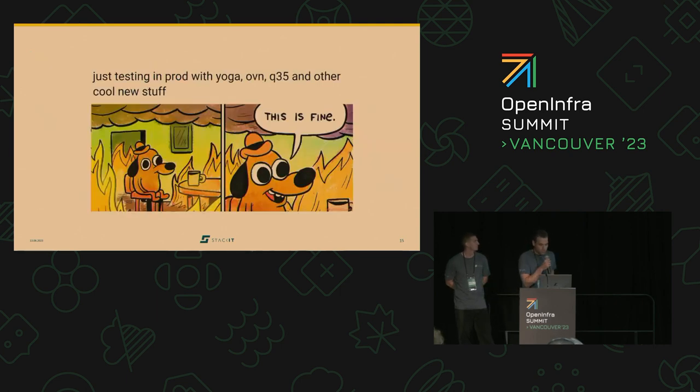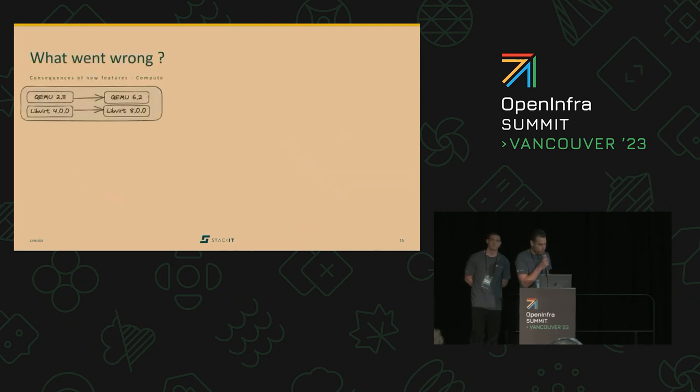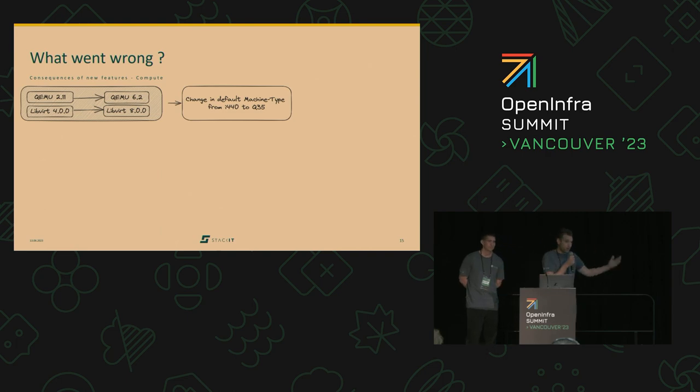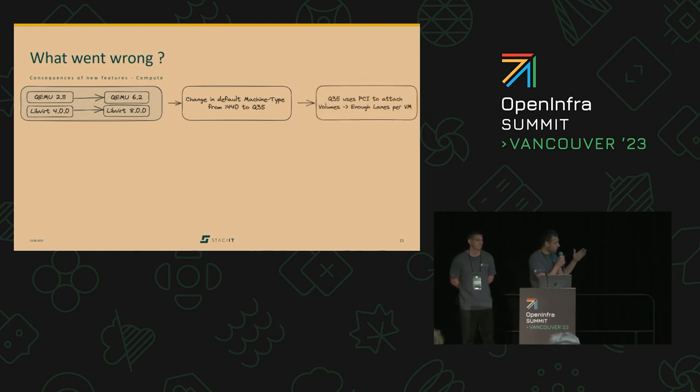So the point here is we moved basically from QEMU 2.11 to 6.2 at once and Libvirt 4 to Libvirt 8, which is a huge step. We also decided to change the default machine type for every machine, which is like the virtual motherboard of the VM, if you can imagine that. Q35 works a little bit differently, because volumes are now attached using PCI. The problem is the default configuration of PCI lanes per virtual machine is 2, but we promised the customer you can attach up to 26 volumes. That led to some issues, but it's technically only a config option in Nova, so that's the easiest part of it.